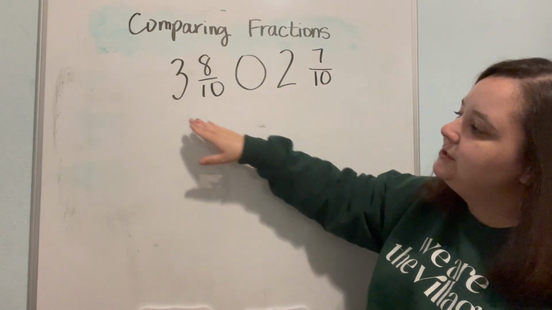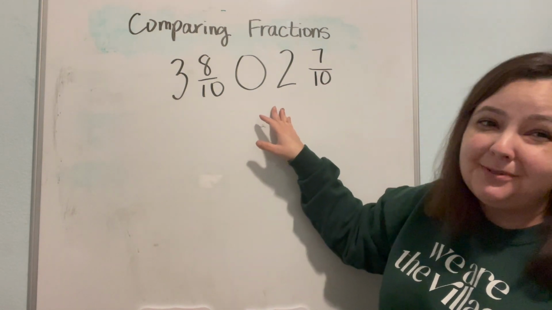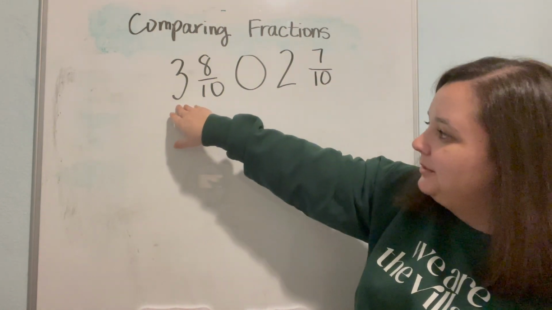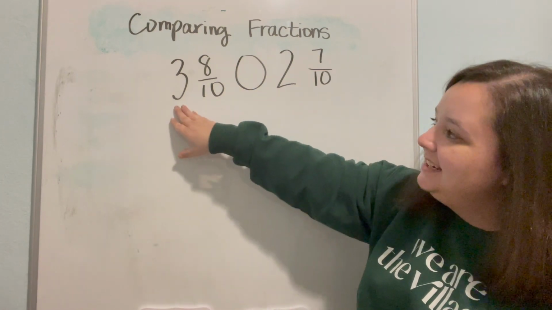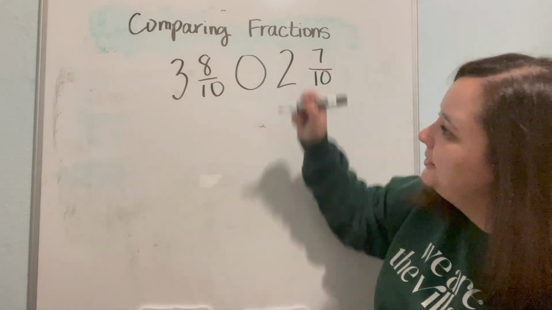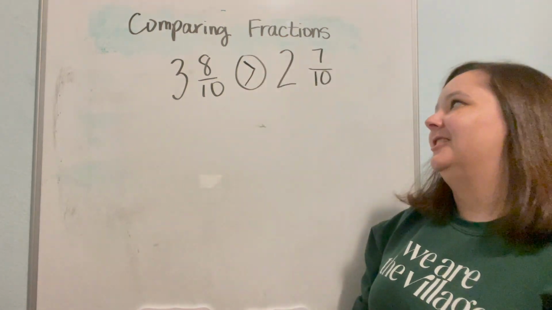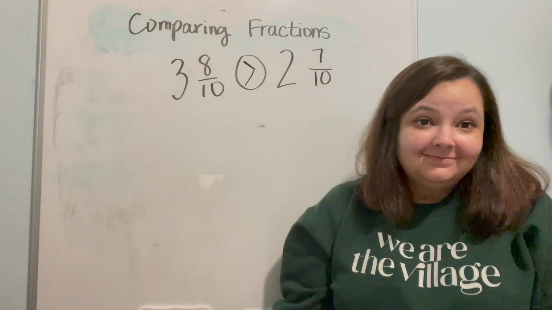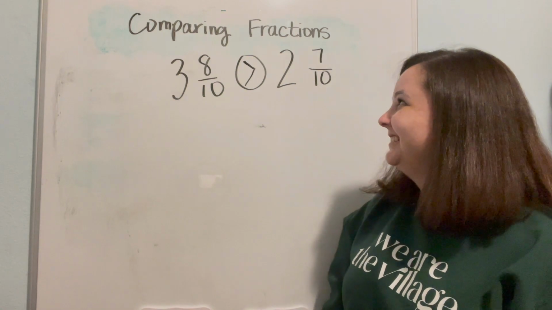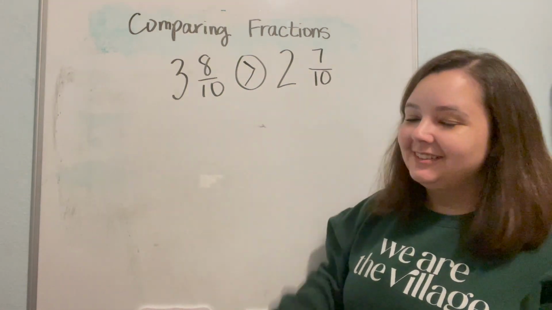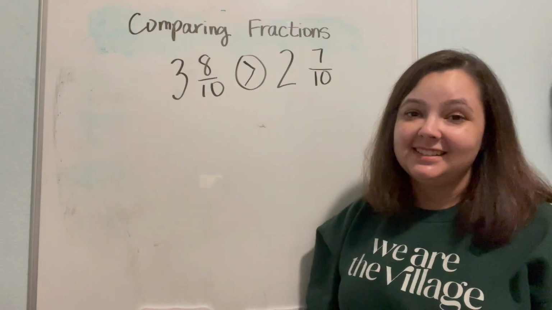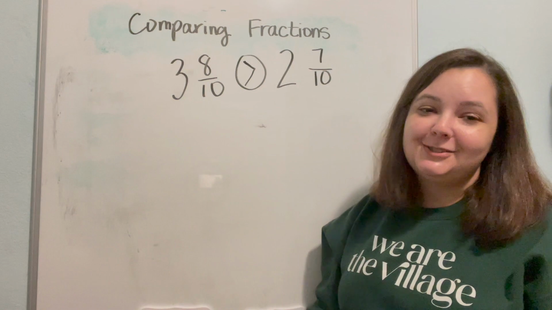So since these two whole numbers are different, I can just ignore the fraction. I'm just going to look only at the whole numbers. And since we have a 3 over here, we know that 3 is greater than 2. So regardless of what the fraction is, I know that 3 8/10 is greater. I don't have to do anything else. I just looked at the whole numbers. That's it. So when the whole numbers are different, just completely ignore the fraction. Who cares that this one's 8/10 and that one's 7/10? Doesn't matter. You got 3 whole numbers here. It's greater than 2.